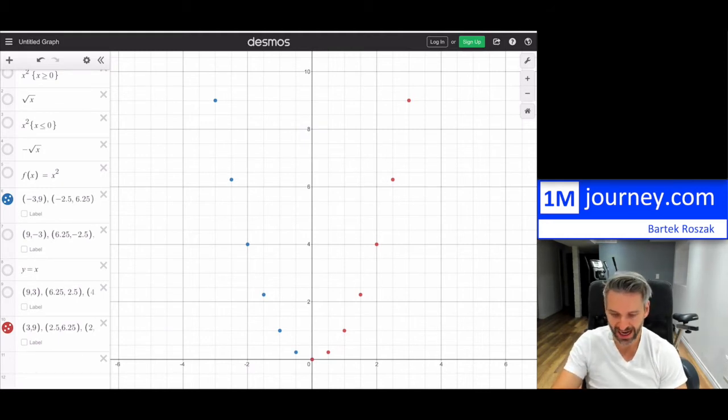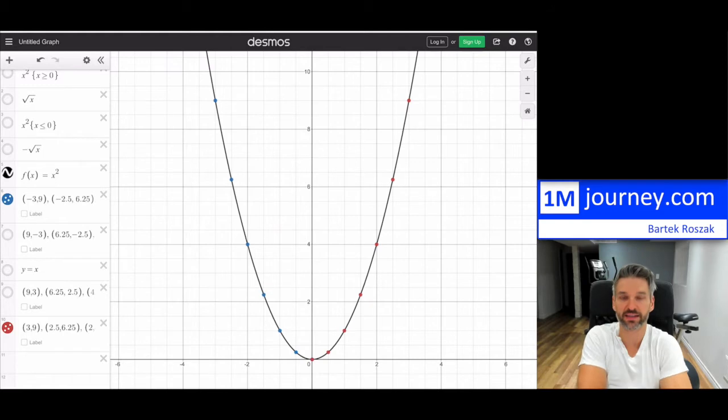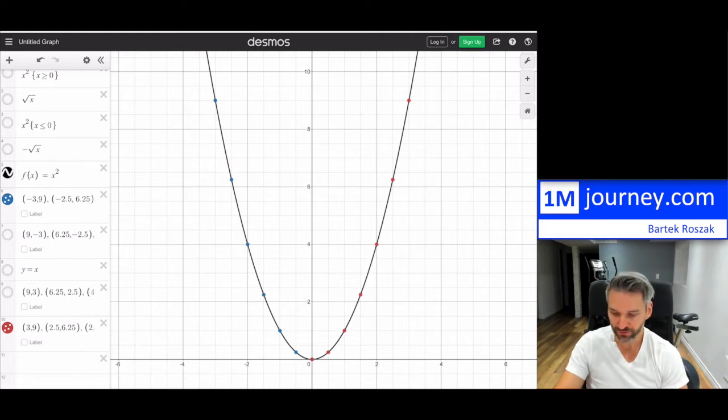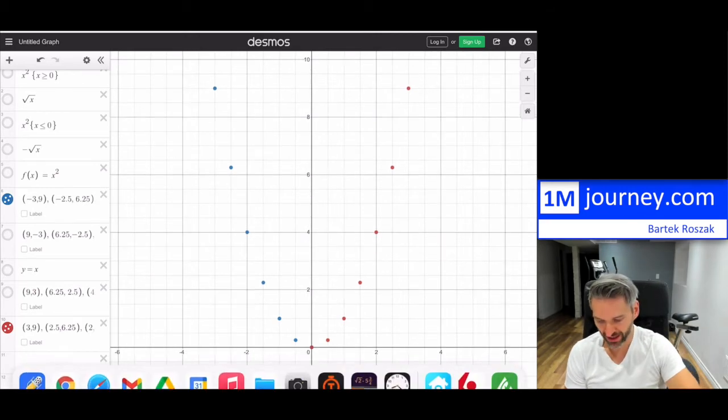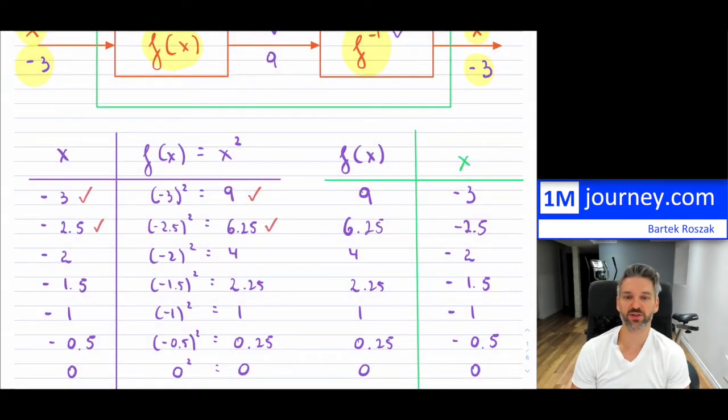So I didn't have to do this. I could have just plotted the entire parabola, right? x squared, and I would have gotten this, right? So I'm going to remove this parabola for a moment. And now for the inverses, if I go back here into our picture for the inverses, well, everything was swapped, all right? And here I just had the negatives.